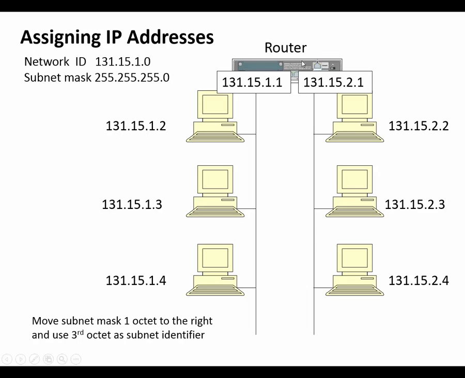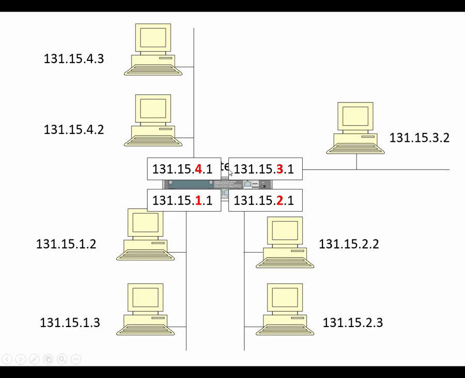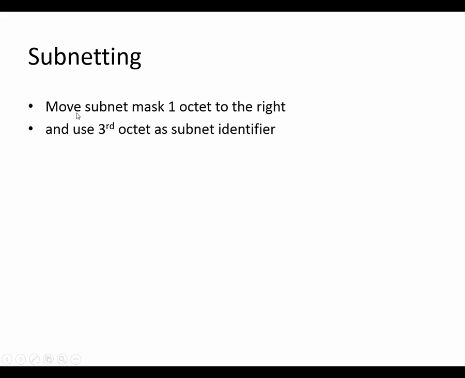Now if I have more networks, let me just take this whole router and slide it down a little bit. There it is. And now you can see we have four networks all attached to the same router. They all start out with 131.15, but the third octet shows the subnet identifier. This is subnet 1, this is subnet 2, this is subnet 3, and this is subnet 4. In subnetting, we move the subnet mask over to the right, and we use the third octet as subnet identifier.